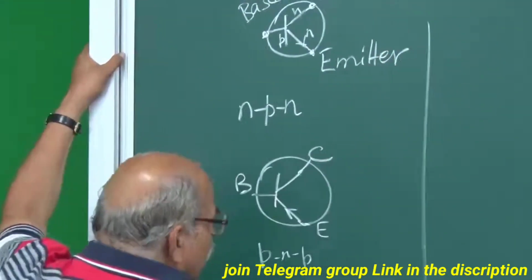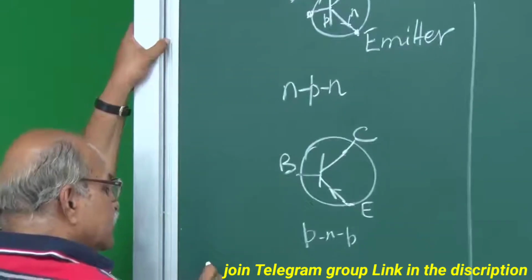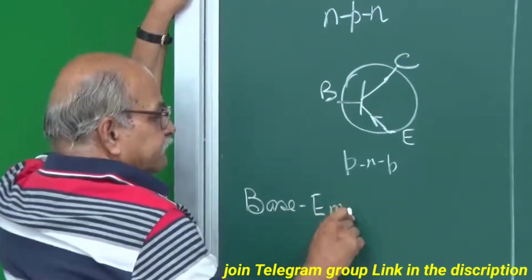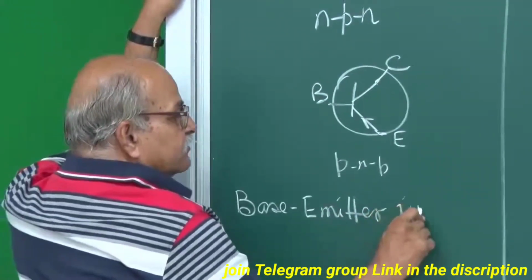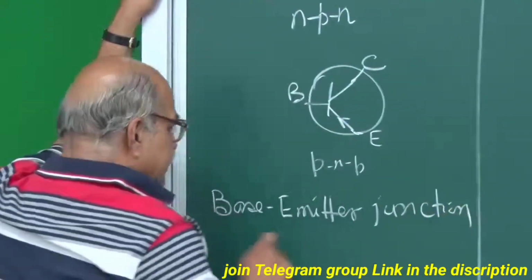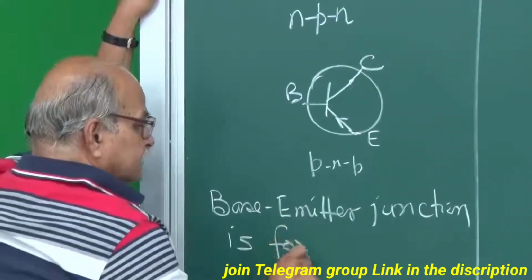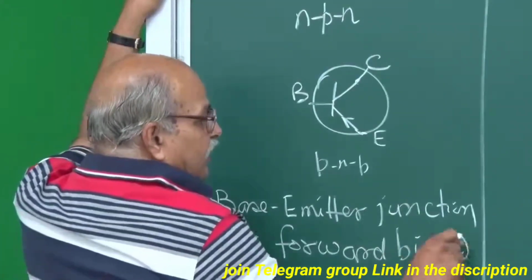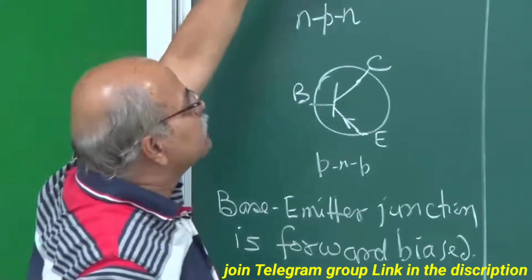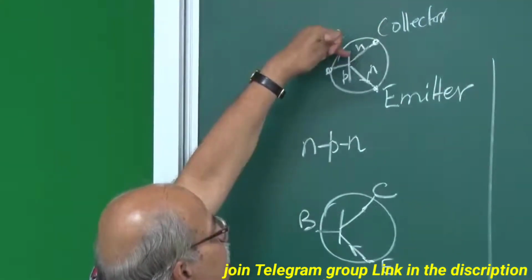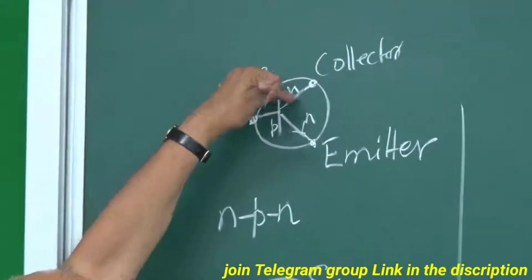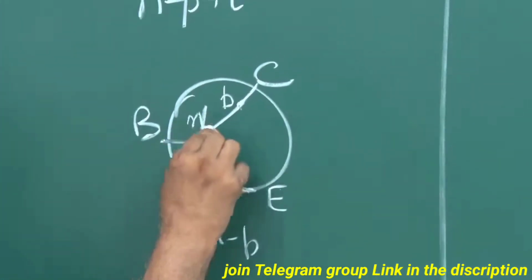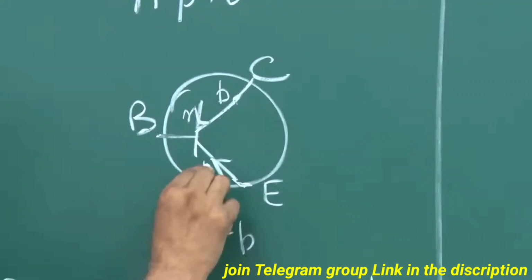So, the guiding principle was, in the normal operations, this base emitter junction is forward biased. That is the guiding principle. And now, let me also add what happens at this base collector junction. The other junction is at the base and collector. Here this is base, this is collector, this is PNP. So, this is P and this is N. So, this is base collector junction.